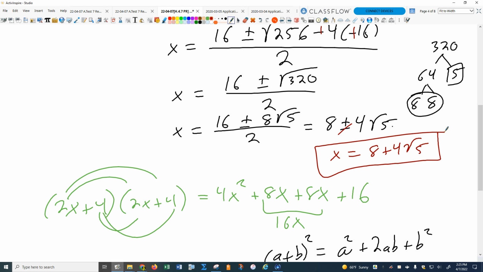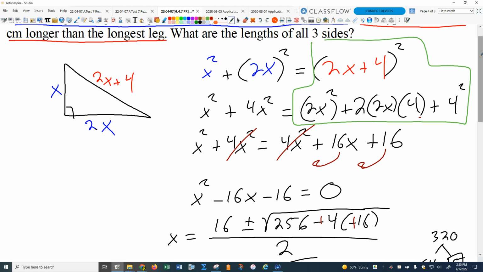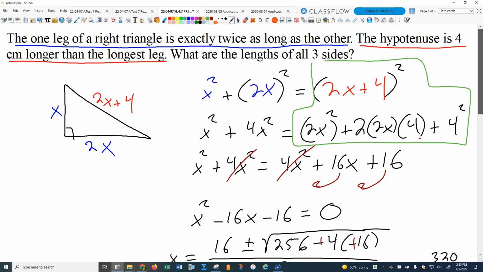But that's just the mathematical solution. Now we've got to go back to the original problem and apply that to get the geometric solutions, right? So what does that mean then? Well, we're just going to plug that value of x in for each of these side lengths, right? So what does this side length become? Well, this one's going to become, what was that again? 8 plus 4 radical 5. I'm going to write that down up here. So then that's the length of this side right there, isn't it?